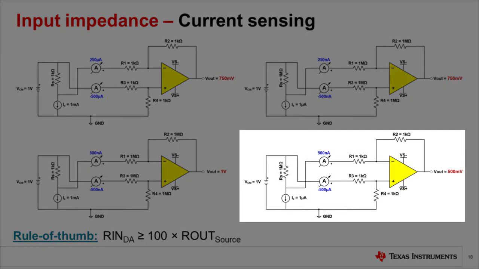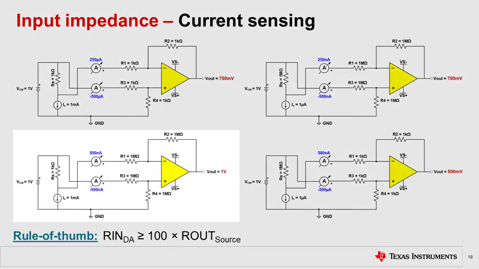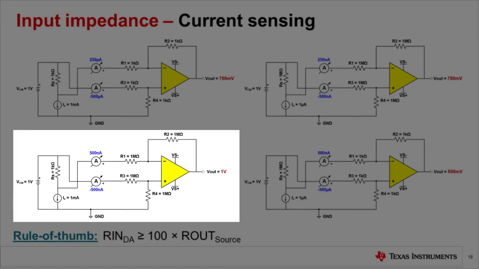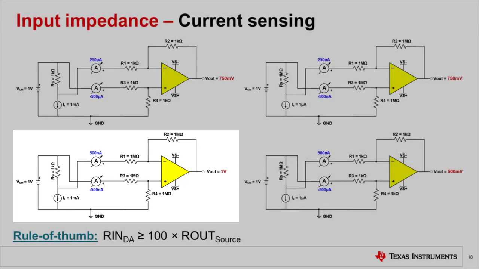In the bottom right-hand circuit, we again expect to see 1 volt at the output, but we measure 500 millivolts instead. In the bottom left-hand circuit, we have a 1 kilo-ohm shunt resistor with a 1 milliamp source. We expect and measure 1 volt at the output.